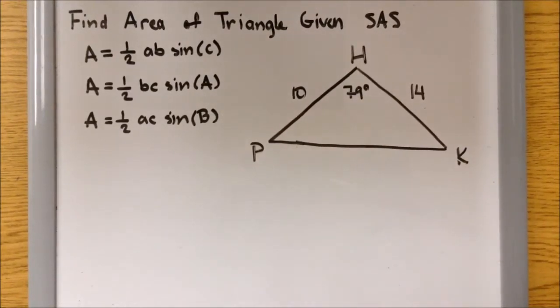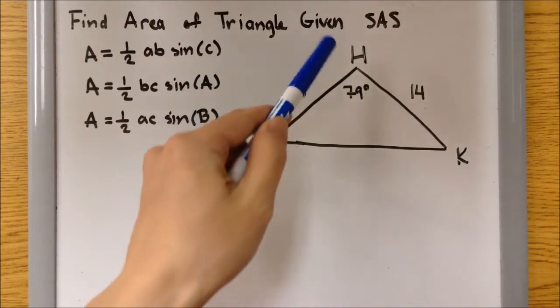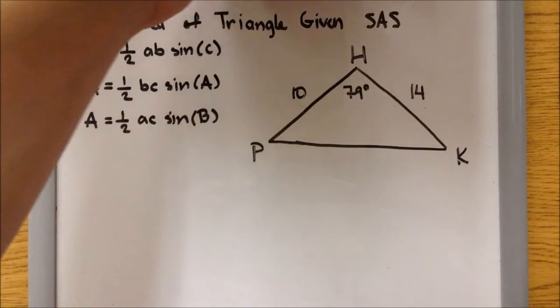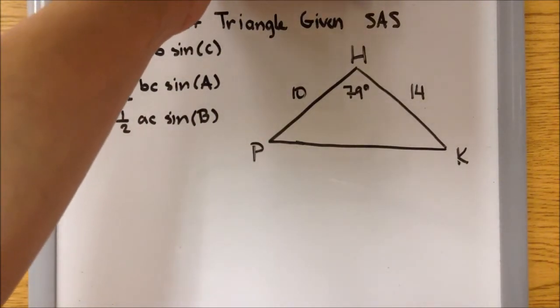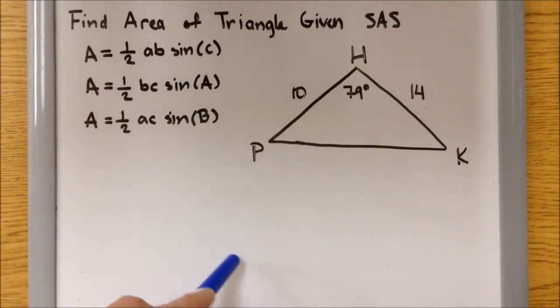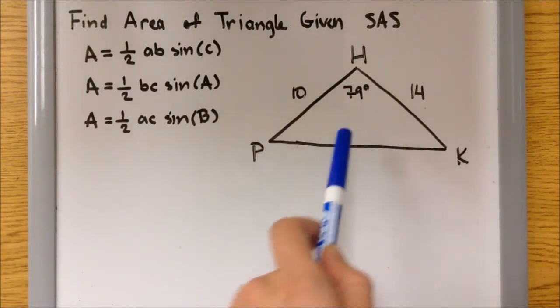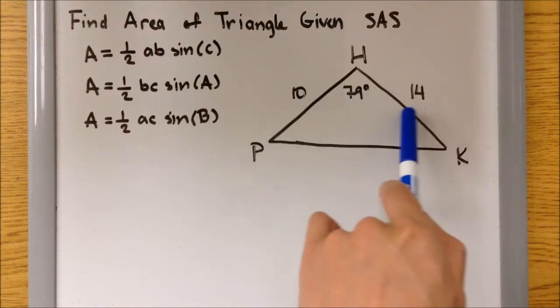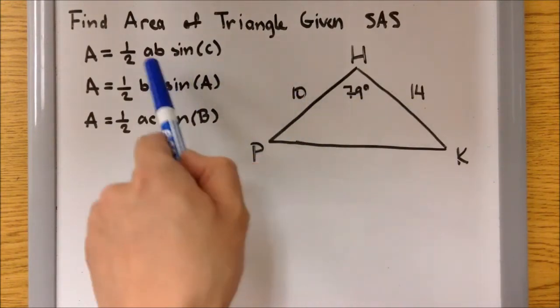So we're going to work on our first example to find area of a triangle given side, angle, side. Now remember, when it's talking about side, angle, side, it's basically the angle between two sides. So if we look at the first triangle, you see how this given angle, 79 degrees, is between these two sides. So we can use this formula.